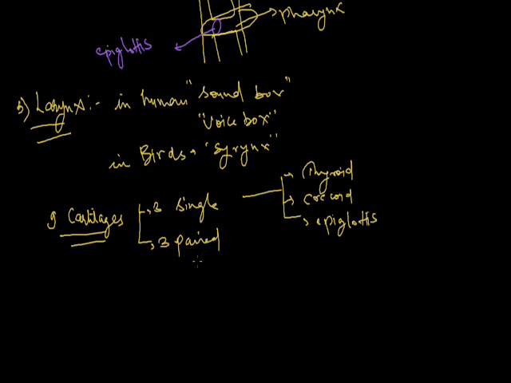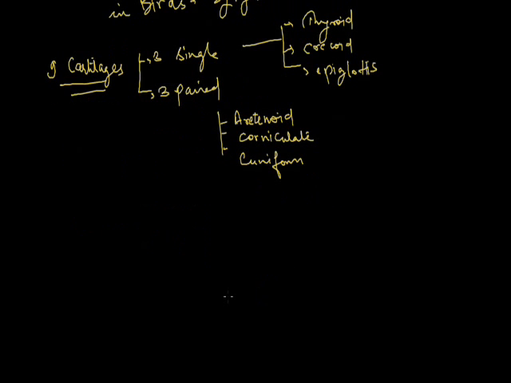If we talk about the 3 paired cartilages, they are the arytenoid, the corniculate, and the cuneiform. These are the paired cartilages. So the larynx is made by these kinds of cartilages.